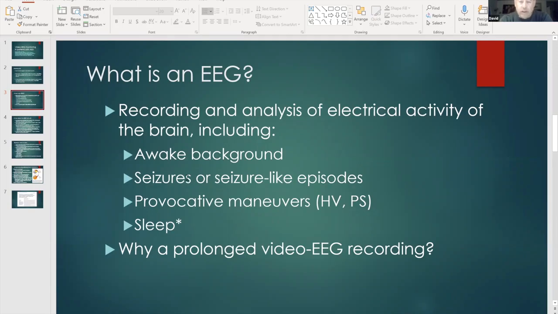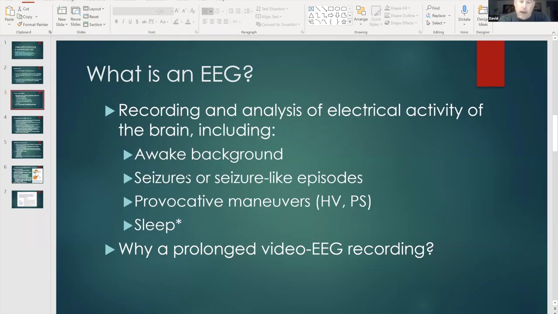Prolonged video EEG studies, and in some patients, shorter ones, can often capture seizures or seizure-like episodes, such as staring spells, stereotypies, episodes of lip smacking, jerking movements, or more significant behavioral episodes. In patients that can comply with instructions, we often include provocative maneuvers, such as hyperventilation, which is what HV stands for, and photic stimulation. That's a strobe flashlight, which can sometimes bring out epileptic activity in the EEG, and in the rare cases of what we call photosensitive epilepsy, actually induce a seizure.